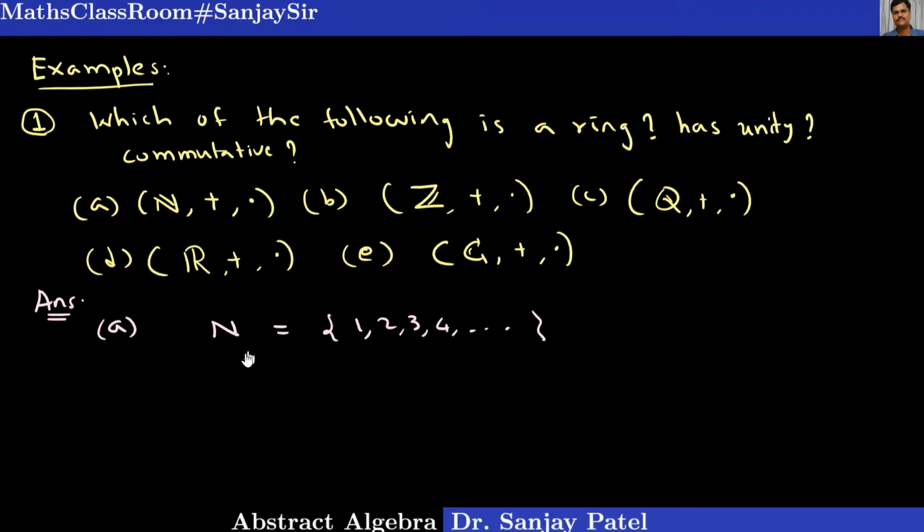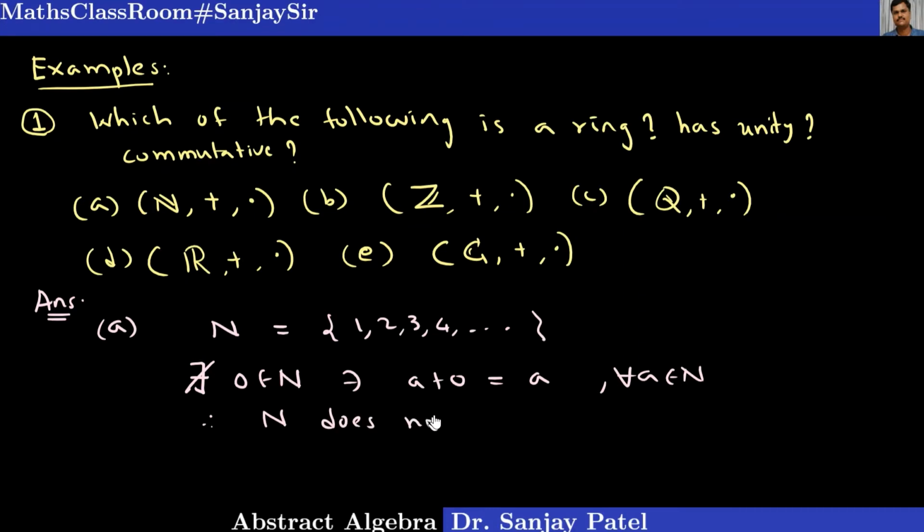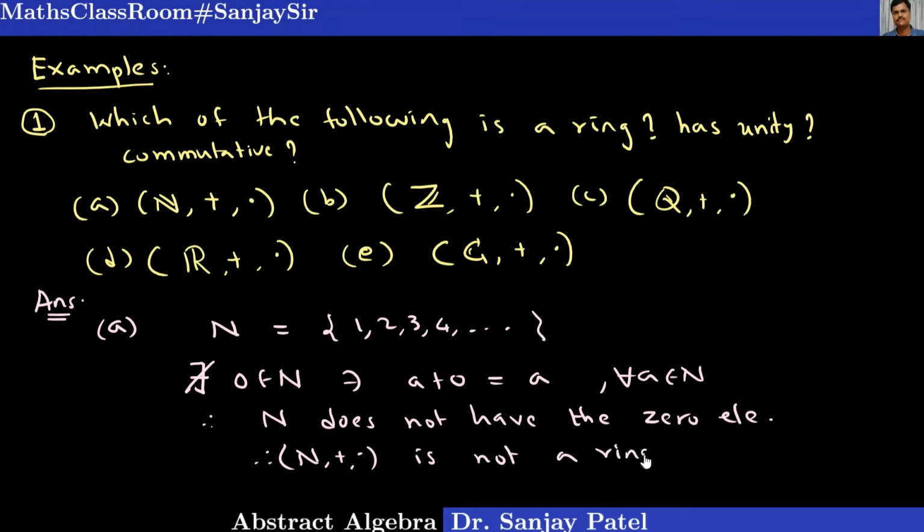But N does not have a zero element. There does not exist a zero element in N such that a plus 0 is equal to a for every a belonging to N. So N does not have the zero element, and therefore it is not a ring. So N plus dot is not a ring. One should write in short like this.